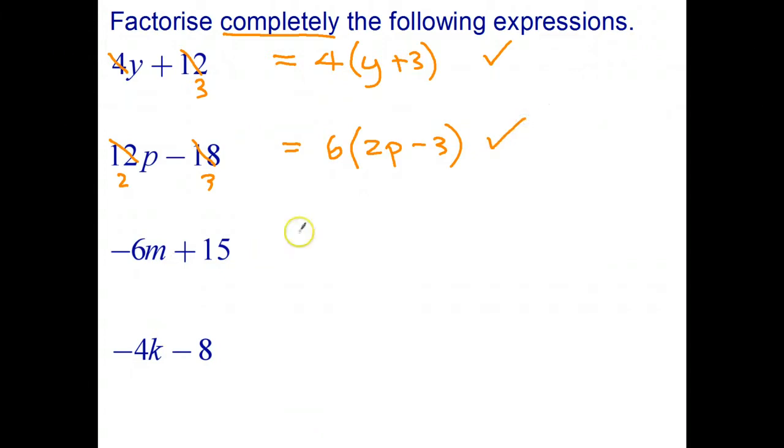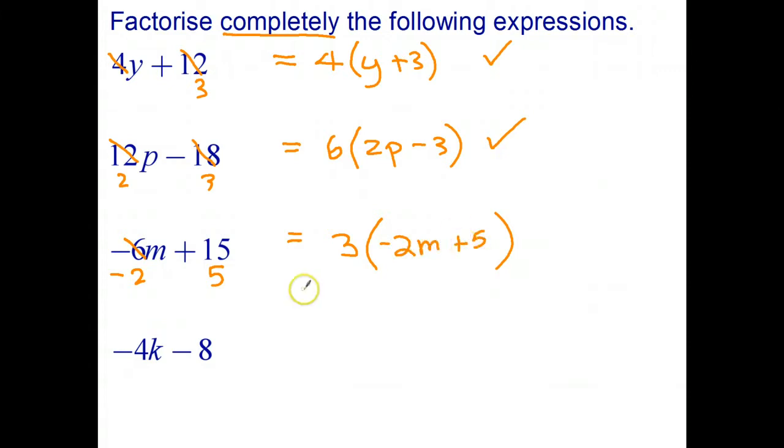That checks. Okay, this one here, we've got a negative coefficient on the first term. My suggestion would be just leave the negative inside the brackets. So just look at the 6 and the 15. Highest common factor of both of those is a 3. And negative 6 divided by 3 is negative 2. You can write the negative if you want. And 15 divided by 3 is 5. So what's left behind in the brackets is negative 2m plus 5.